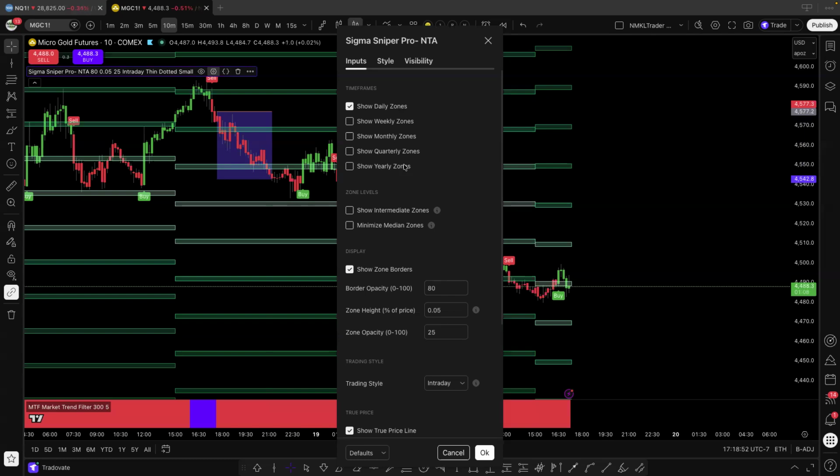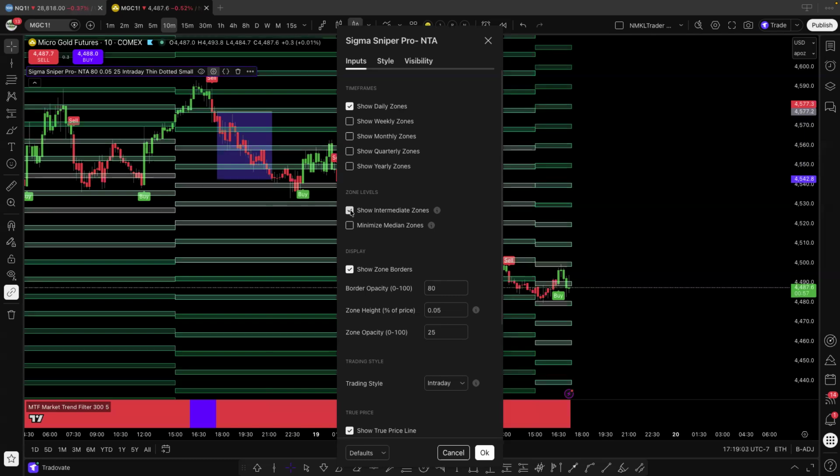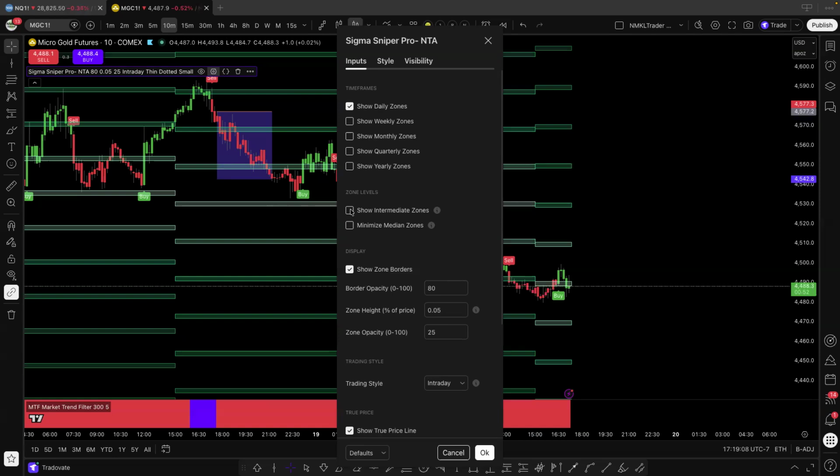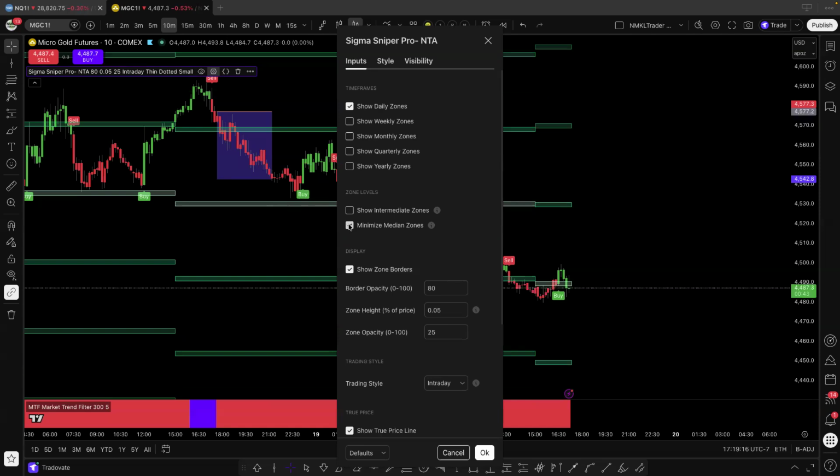Okay, so that's just a little bit of talk about the settings there. The zone levels, like I told you before, if you want more zones, you can clutter your charts with the in-betweens. I call these the intermediate zones. Once I take that off, these are the median zones. Okay, and then after the median zones, if you want to even minimize those and go to where your zones are 0.5, 1.0, 1.5, two deviation levels away, and so on and so forth. You get what I'm saying there.